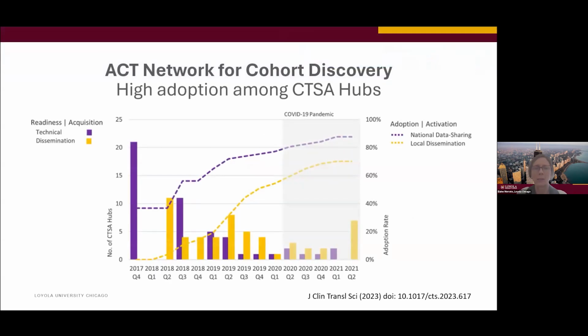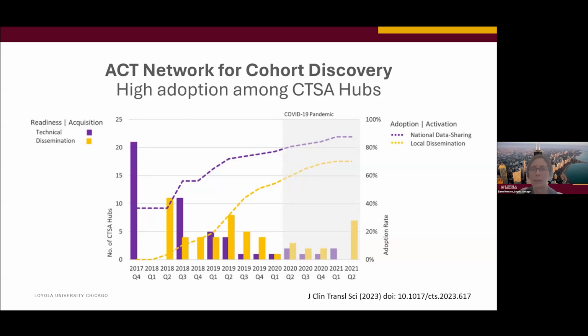And so when we were ACT, and this was for cohort discovery several years ago, we had funding, and we could look at the technical readiness and acquisition, as well as the adoption as a percentage of sites. So here, purple is looking at technical readiness. You're not going to disseminate something until it's technically acceptable, and you're on the network and it's reliable. And then the dissemination is a sense of how many people are going on, and actually we're communicating that the network is open for purchase or use.